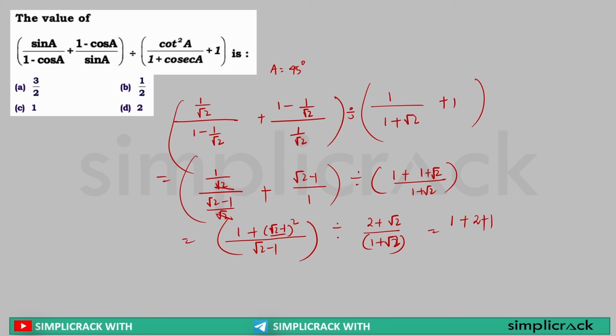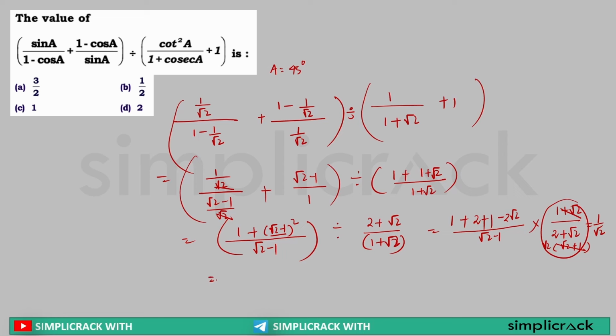I am opening 2 minus 1 whole square, minus 2 root 2, divided by root 2 minus 1, multiplied by 1 plus root 2 divided by 2 plus root 2. Clear? Sir, 2 plus root 2, if I take root 2 common over here, it will be root 2 times root 2 plus 1. So this whole thing gets crossed out. What is remaining out of this? It will be 1 by root 2.